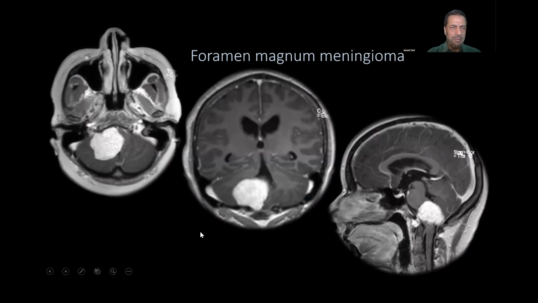Again, very homogeneously enhancing tumor in the foramen magnum area. So this is a foramen magnum meningioma. A differential diagnosis could be hypoglossal neurinoma, but in hypoglossal neurinoma, the tumor extends into the hypoglossal nerve. So you can see some tumor in the direction of the hypoglossal nerve as well. And those tumors are not as homogeneous as in this case.